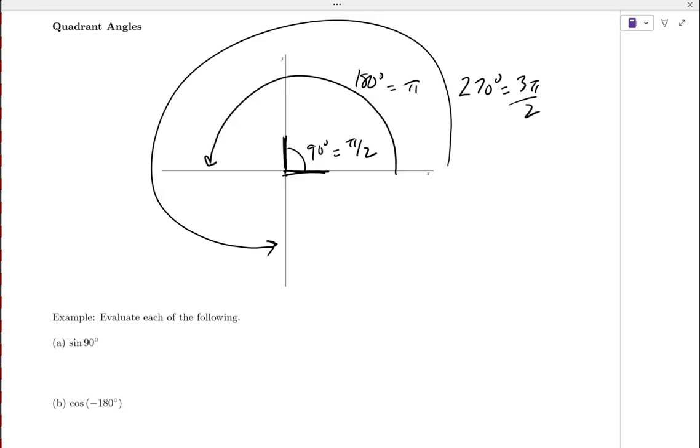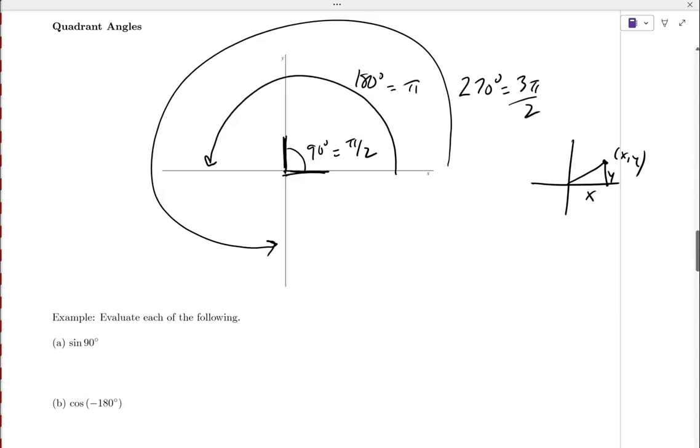Okay? Positive y-axis was the 90 degrees. Negative x-axis was 180. Negative y-axis was 270. That's what we mean by quadrant angles. All right. If we want to figure out what the sines and cosines of these things are, let's go back to the ideas of the triangles. Because remember when we did a reference triangle, we did x and y. This was your xy coordinates.